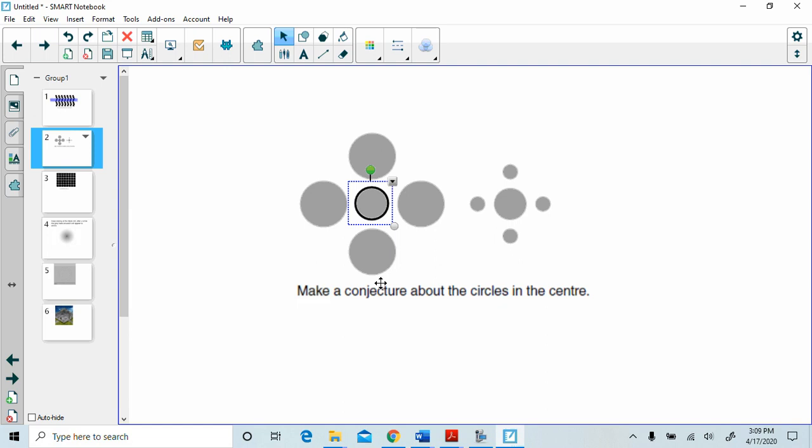So my conjecture that the right circle was bigger is invalid. I have found a counterexample, because this is now also within the same dimensions. I can't say that the right circle is bigger because we just proved that it's not. They're the same size. Let's move to another one.